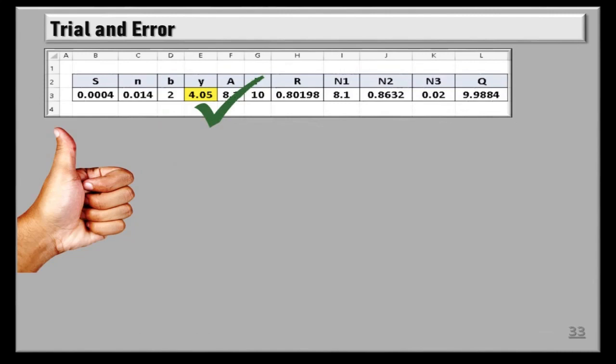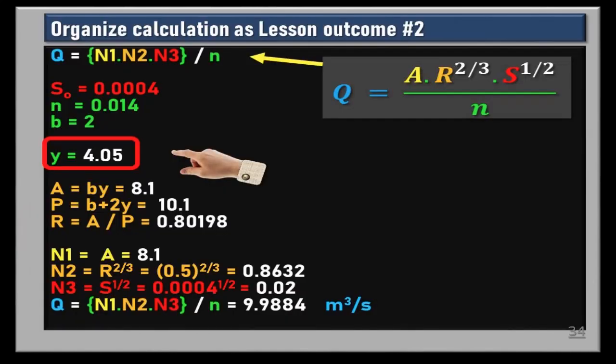This result of flow Q, 10 meter cube per second, is the same as in lesson outcome number 2, where depth Y is 4.05. Alright. If you calculate manually, with trial depth Y is 4.05, the calculated flow is 9.9884. The same in the Excel.